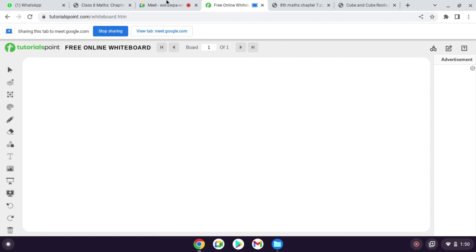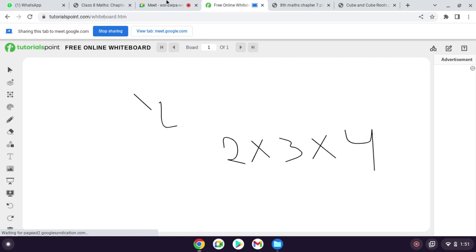If I say 2 into 2 into 2, that is a cube. You cannot say 2 into 3 into 4 gives a cube, because these are different numbers. We cannot say that. The cube is only for the same number, like 2 into 2 into 2, 3 into 3 into 3, 10 into 10 into 10. Any number should be the same. Got it? Yes. Okay.